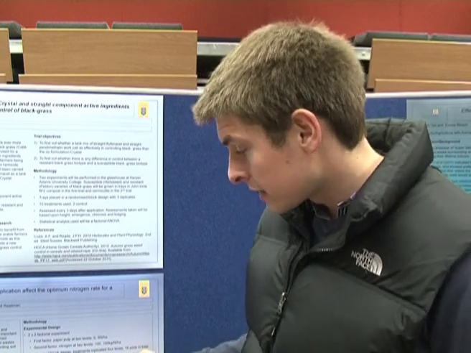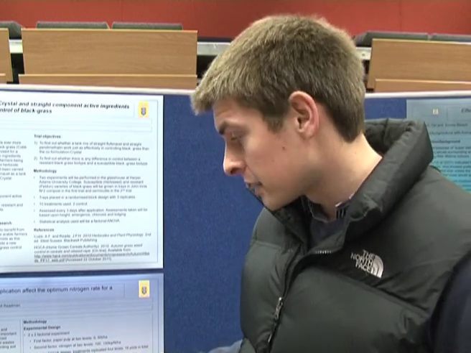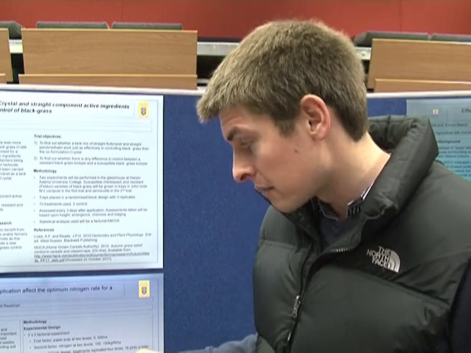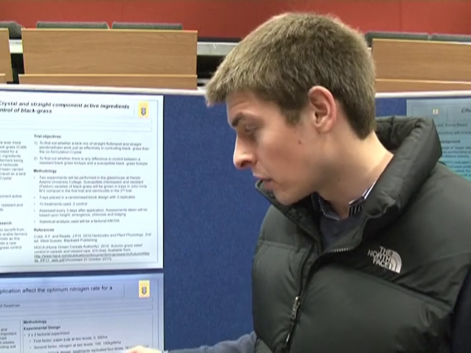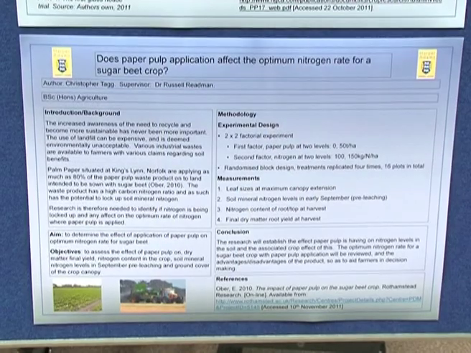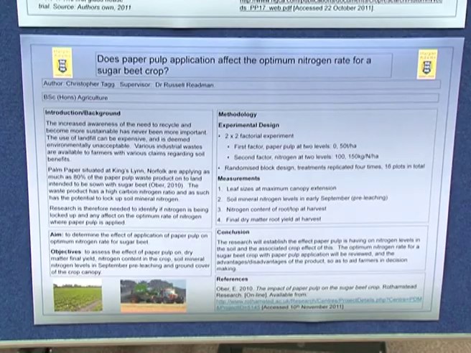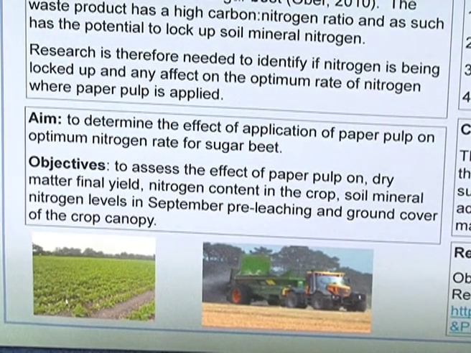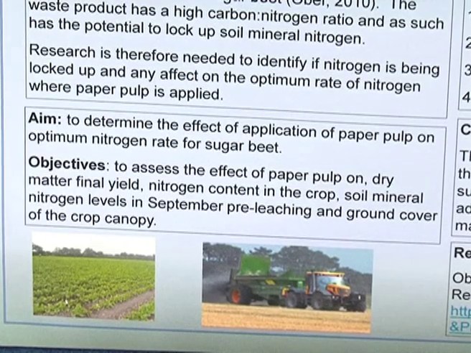And then again in pre-leaching in September I've been looking at SMN levels in the soils, and going through to harvest time I've been determining what nitrogen content there is in the roots and in the tops. And I'm hoping really that the research is going to provide farmers an opportunity to modify their nitrogen rates if they are putting paper pulp on, so they can still capture optimum yields really.